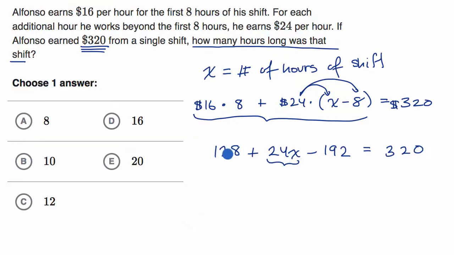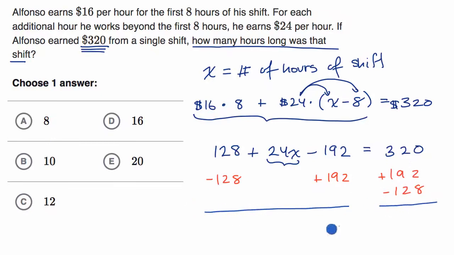So we can get rid of this 128 and this negative 192 by subtracting 128 and adding 192. Now, of course, if we do that on the left-hand side, we have to do that on the right-hand side too. So we can add 192, and then we can subtract 128. And I did all of that in one step, but I'm just adding and subtracting the same amount from both sides. So on our left-hand side, we're just left with a 24x.